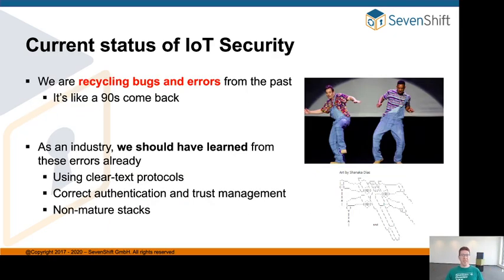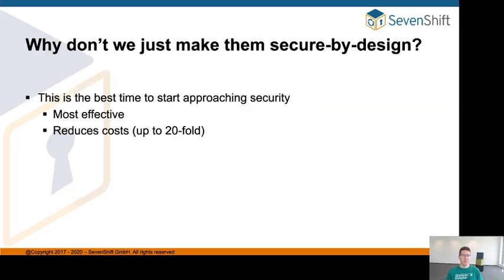One of the things we've seen is that, as an industry, the IoT industry is recycling bugs and errors from the past. It's like going back to the 90s, where we had clear text protocols, where we would use Telnet instead of SSH because SSH didn't exist, where we had big problems with authentication and trust management, right? For example, we use SSL, but we don't validate certificates, or we have non-mature stacks because they're just new. These are things we should have learned already as an IT industry, and people should learn them in universities, and it should be part of our daily lives.